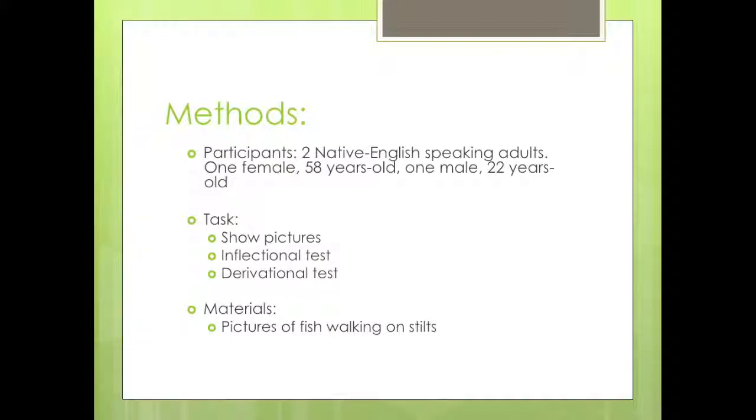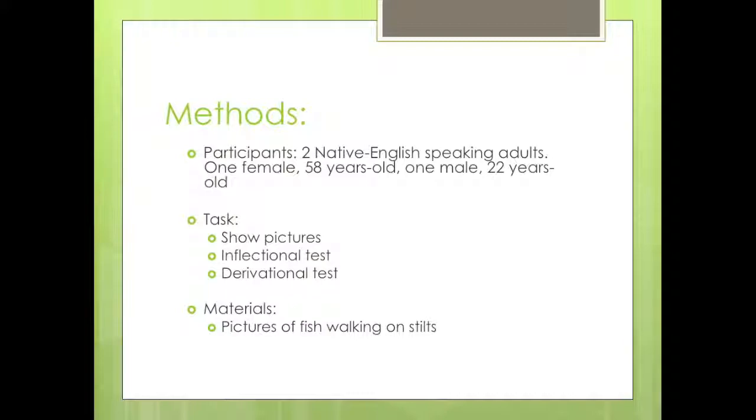I should point out that this most likely doesn't have the best external validity. But anyway, it was 2 native English-speaking adults: 1 female, 58 years old, my mother. I know you're not supposed to ask women their age. And then 1 male, 22-year-old, my next-door neighbor.